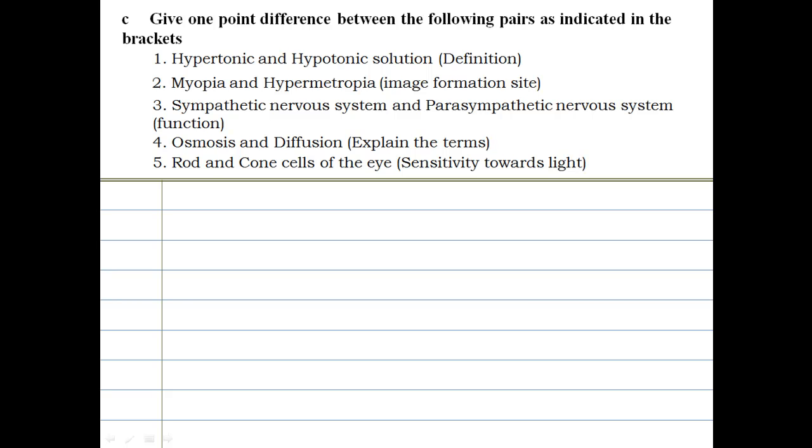Which is basically differences. This says give 1 point difference between the following pairs as indicated in the brackets. Now please note, whenever you're working on your differences, you have to draw it in the form of a table. Otherwise you don't get any marks. So put down your table, use a ruler and a pencil, make it very presentable, and put down your hypertonic on one side. This of course is your first question, and hypotonic solution on the other side.